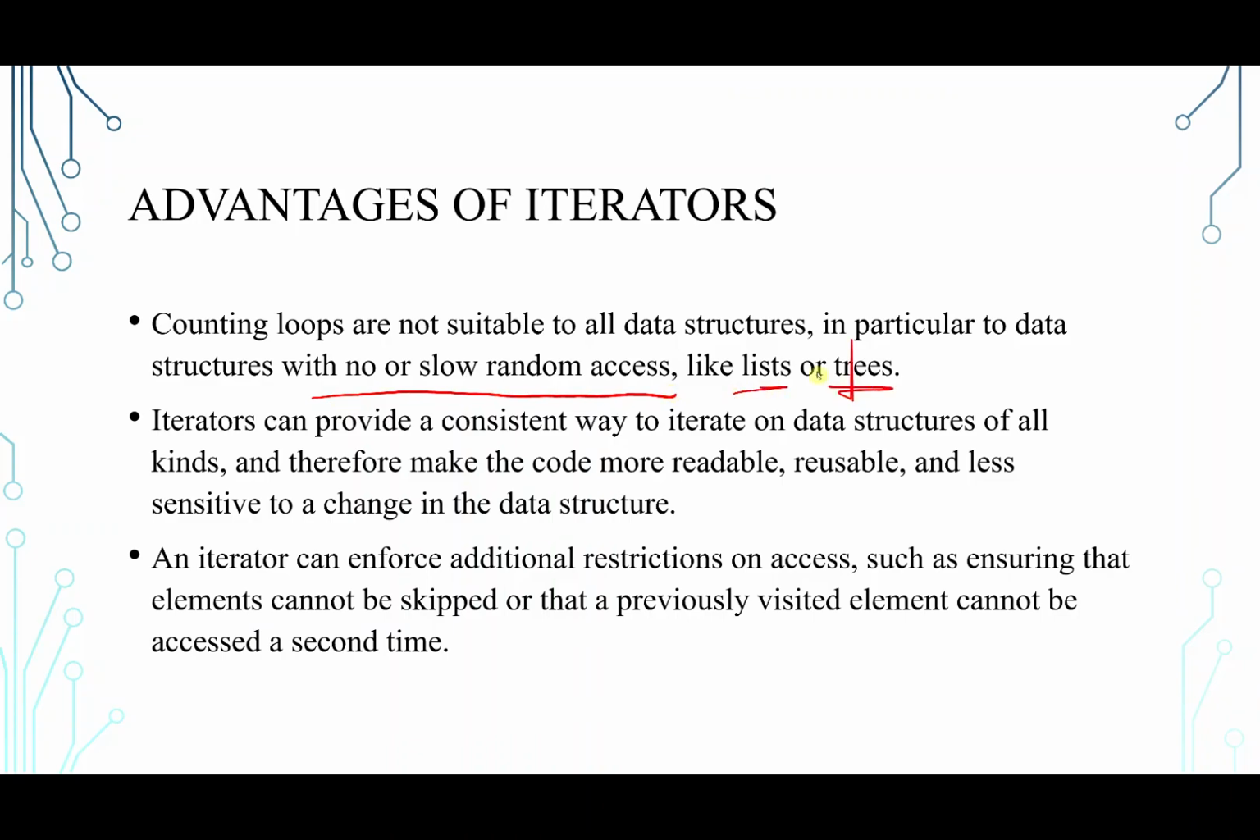Iterators can provide a consistent way to iterate on data structures of all kinds and therefore make the code more readable, reusable, and less sensitive to change in the data structure. An iterator can also enforce additional restrictions on access, such as ensuring that elements cannot be skipped or that a previously visited element cannot be accessed a second time.